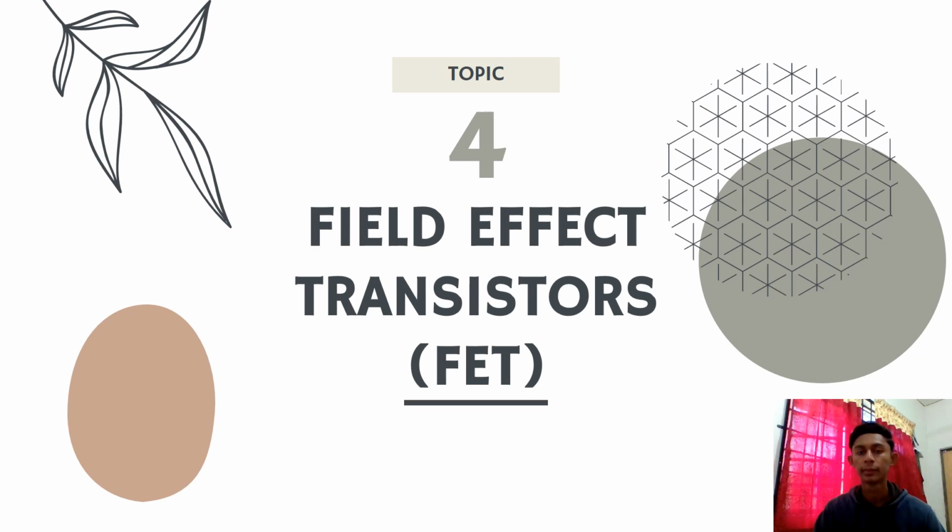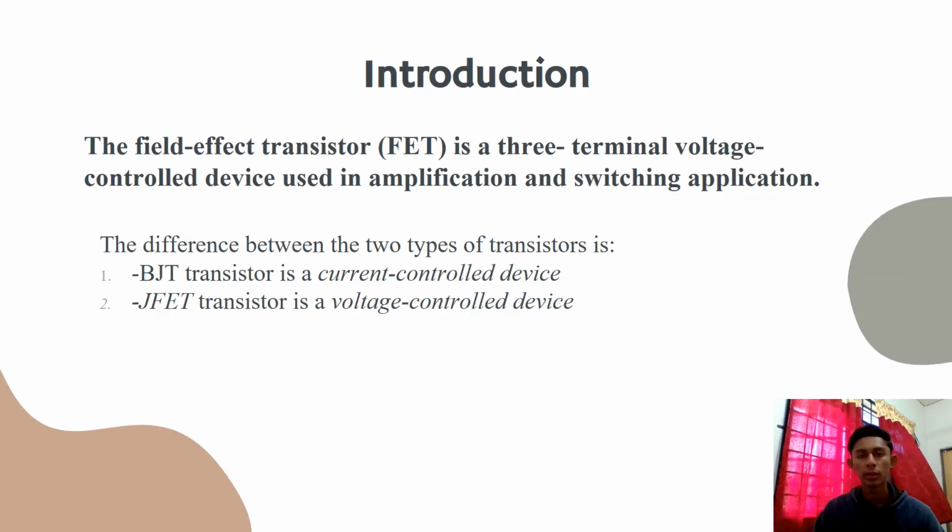Topic 4, Field Effect Transistor or FET. Introduction. The field effect transistor is a three-terminal voltage controlled device used in amplification and switching application. The difference between the two types of transistor is BJT transistor is a current control device. FET transistor is a voltage control device.